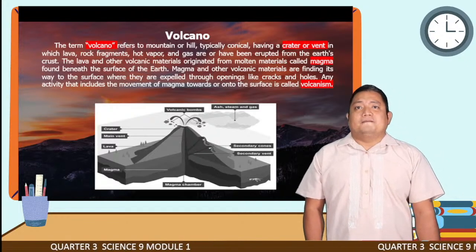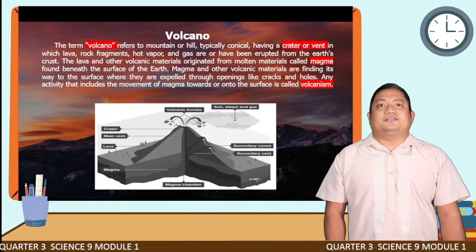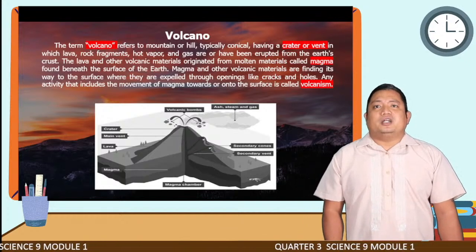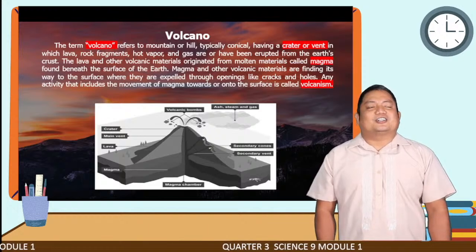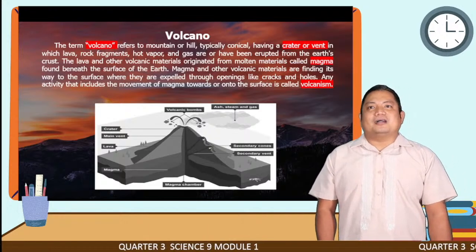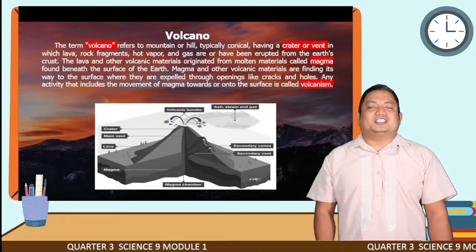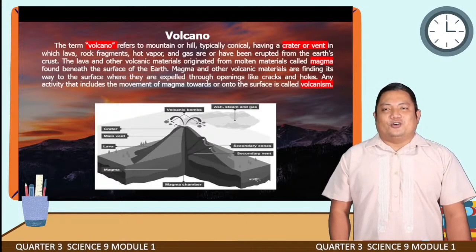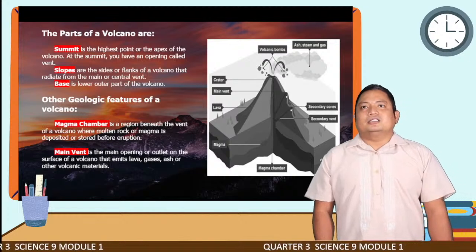Magma and other volcanic materials find their way to the surface, where they are expelled through openings like cracks and holes. Any activity that includes the movement of magma towards or onto the surface is called volcanism. The parts of a volcano.